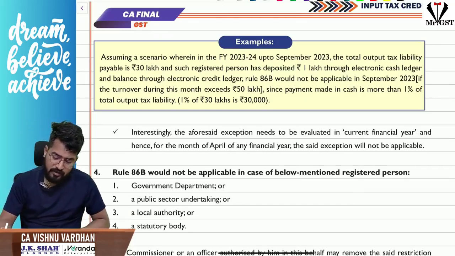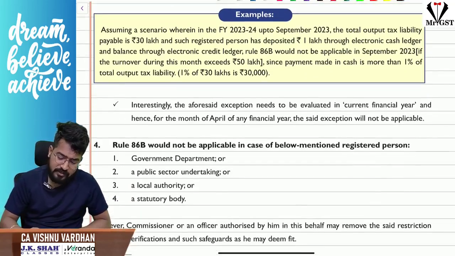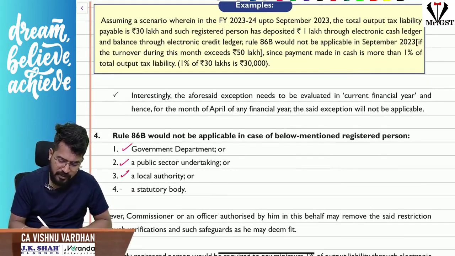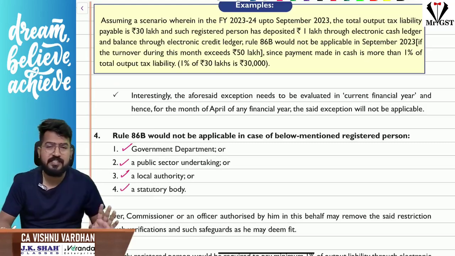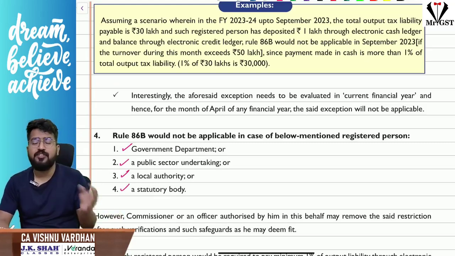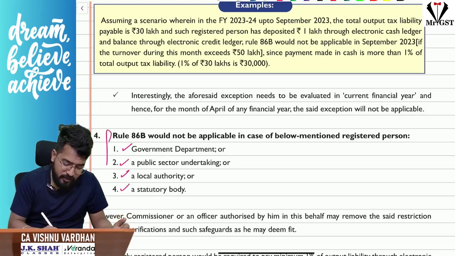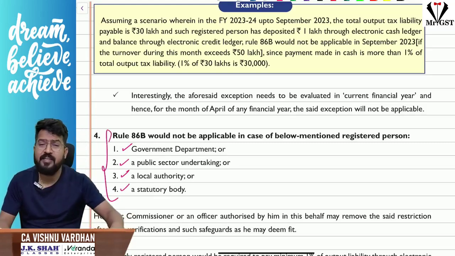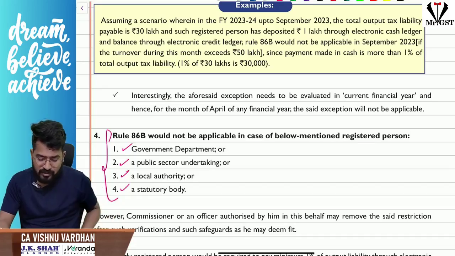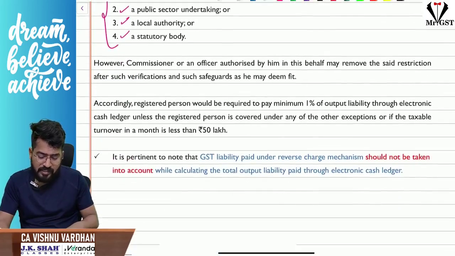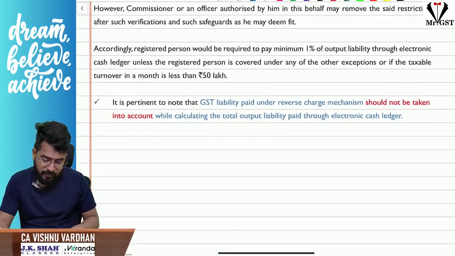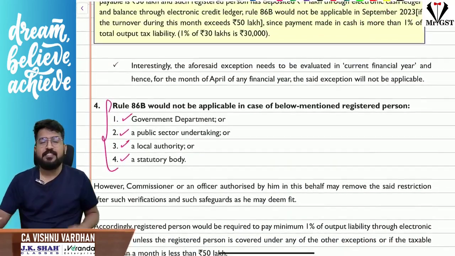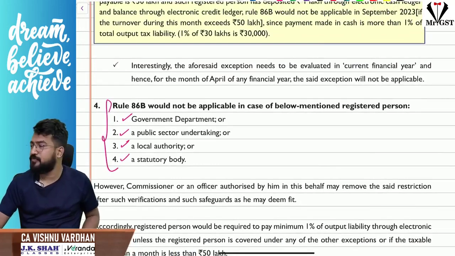And finally, if it is a government department, public sector undertaking, local authority or statutory body, for them also rule 86B is not applicable. So you have understood, don't trouble the trouble here. If you trouble the trouble, the trouble troubles you. I am not the trouble, I am the government. So that is the point. With this we are done with rule 86A and 86B also.